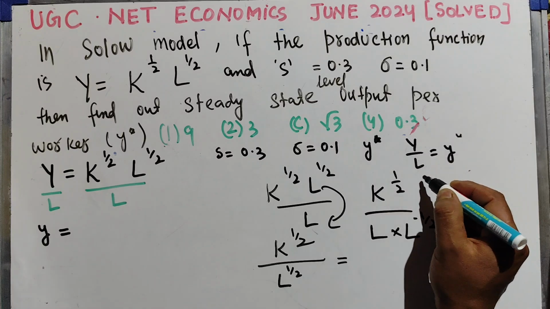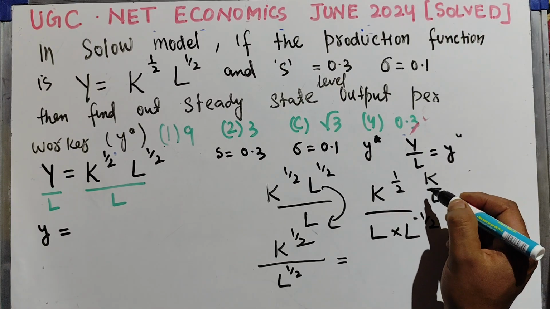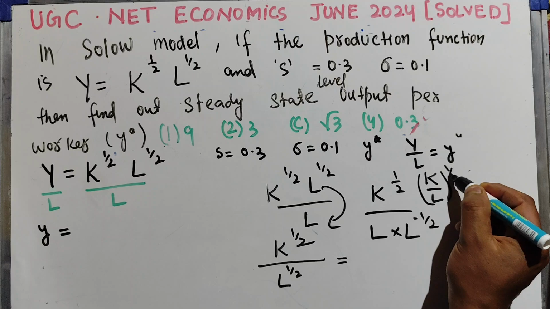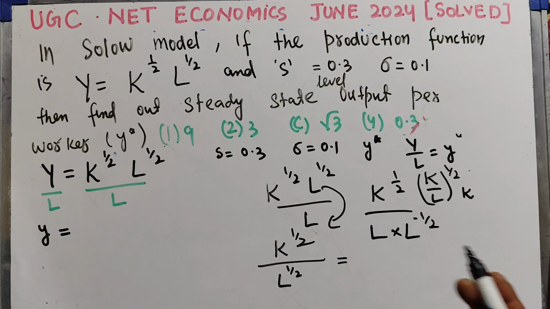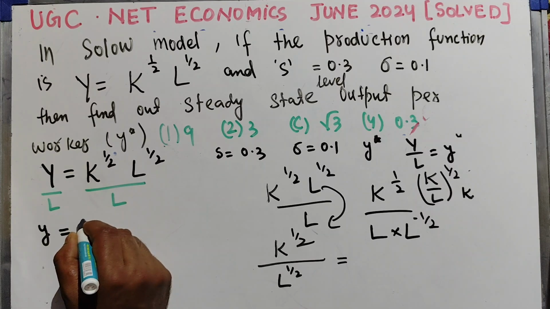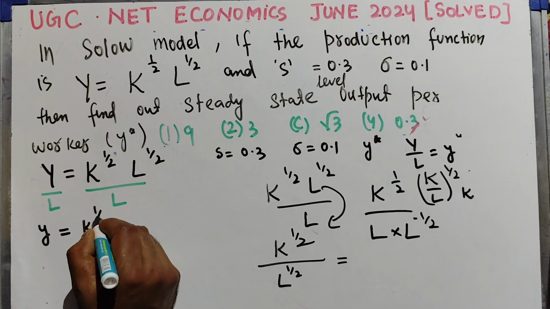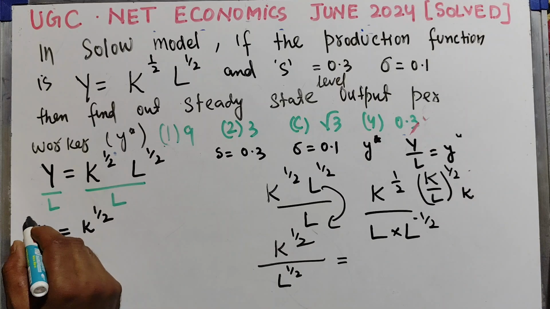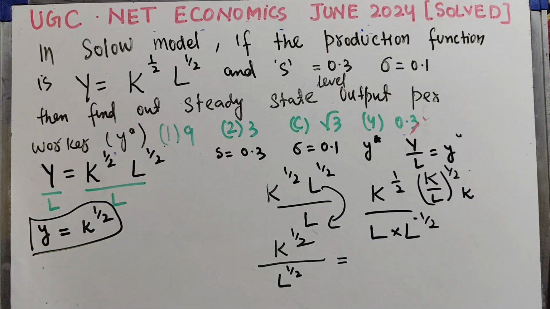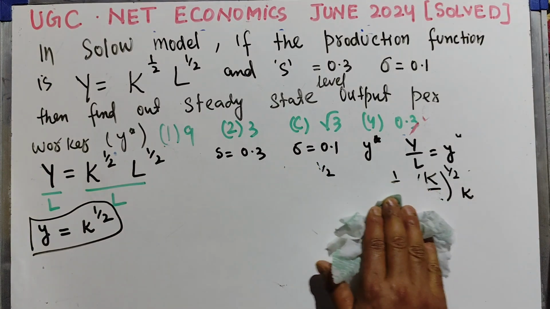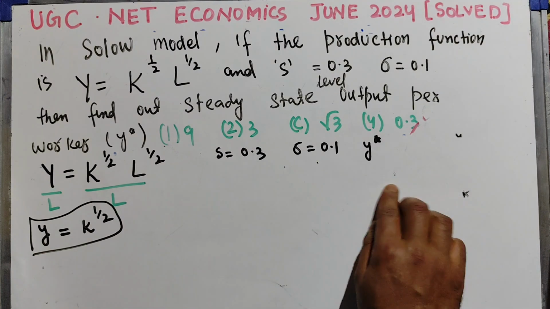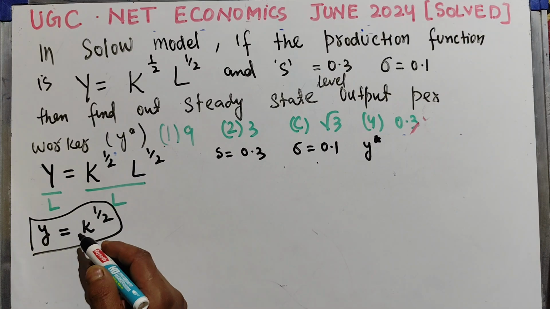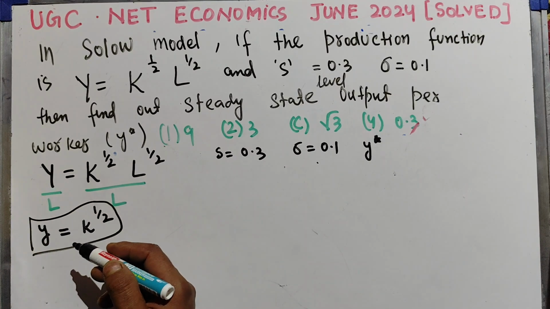So let us write it in this form, that is k upon L raised to the power 1/2. Let us denote k upon L by small k, that is the capital labor ratio. So can I write this function as small k raised to the power 1/2. This is our production function in intensive form, that is in per worker form.